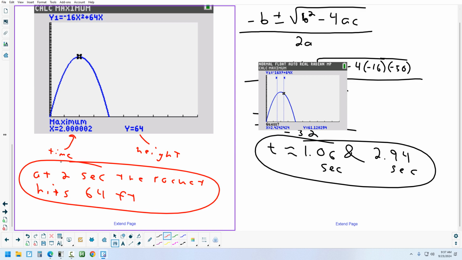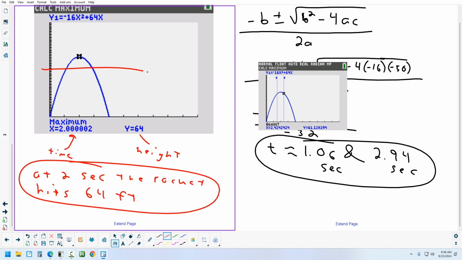Now, it doesn't hit 64 feet twice. That's the only point in the parabola that it won't hit twice. So 50 feet might be like right there. Hits it on the way up and on the way down. But 64 feet, it just hits it and comes right back down.